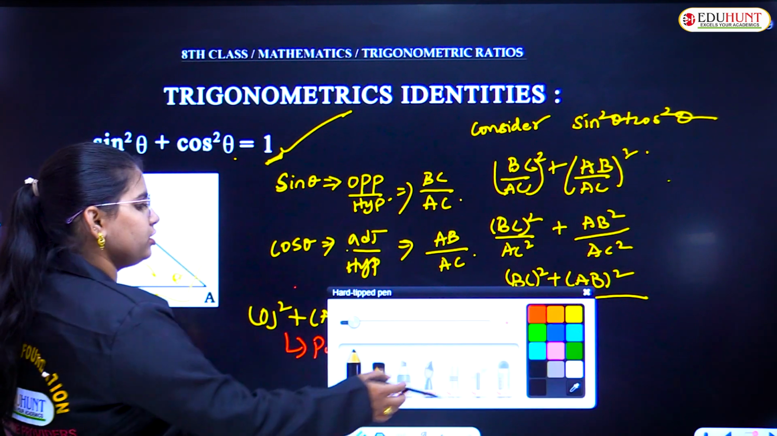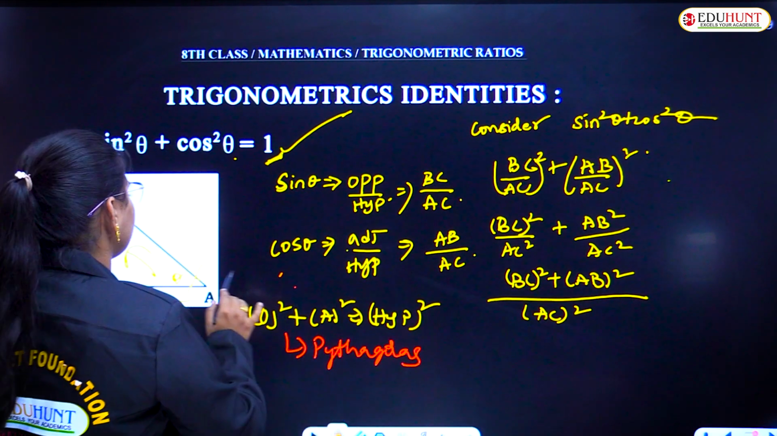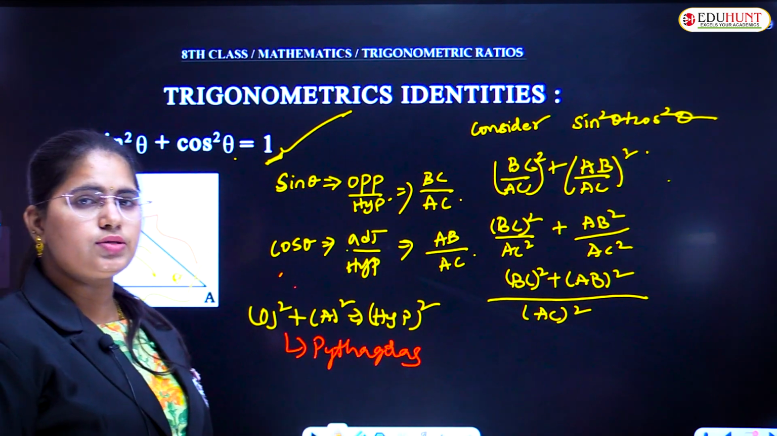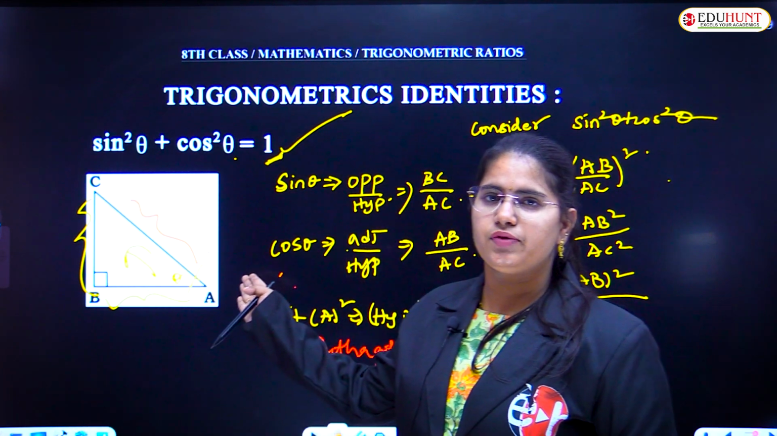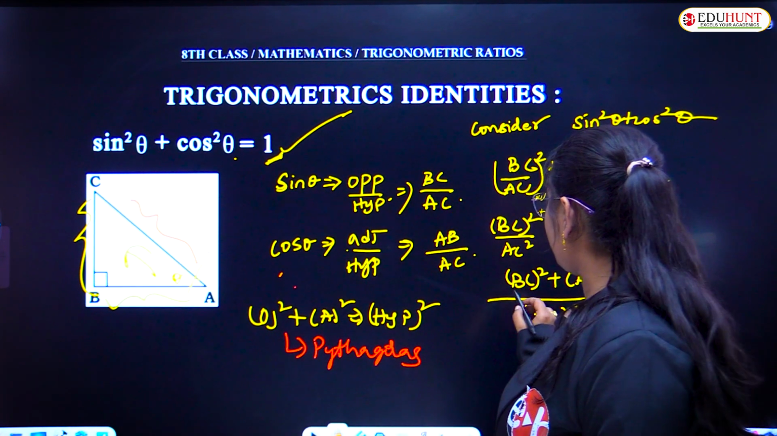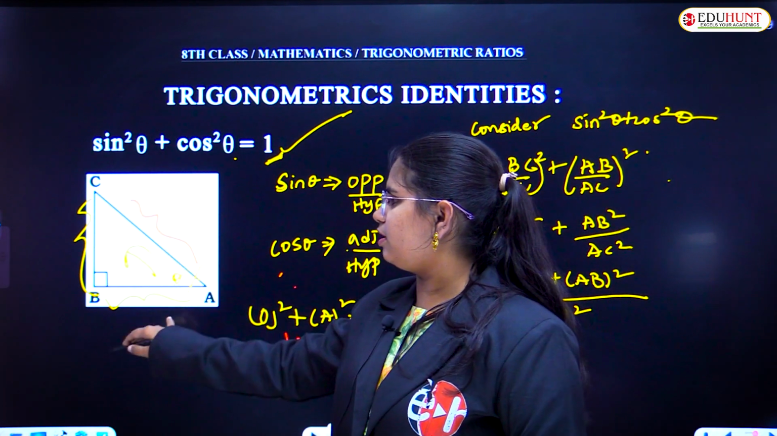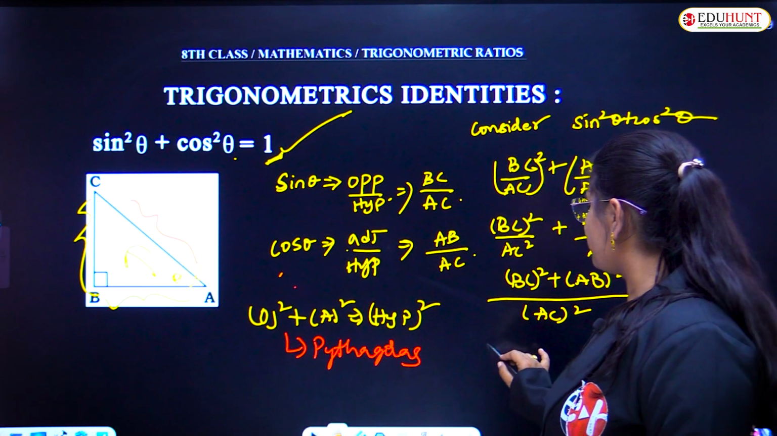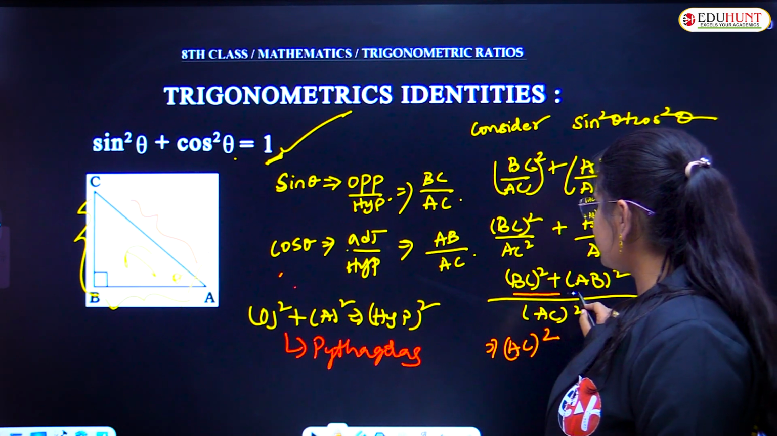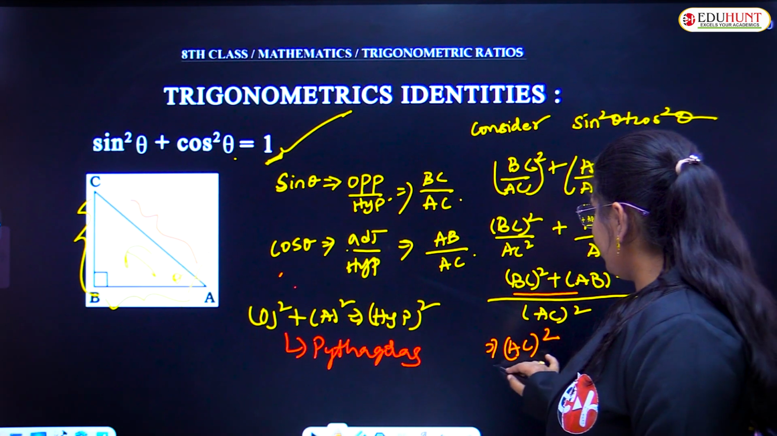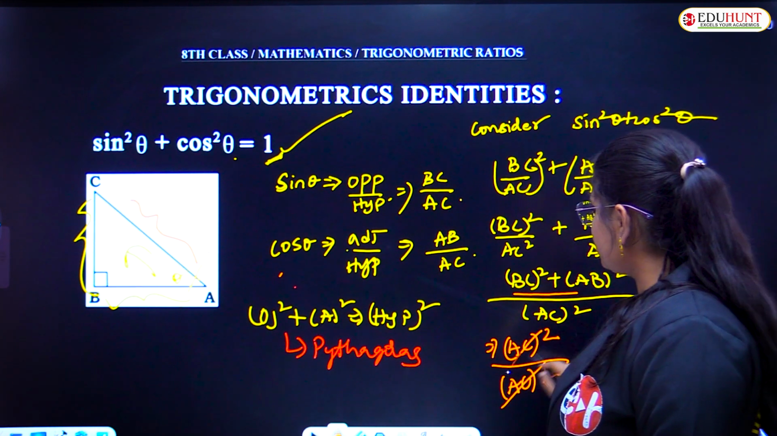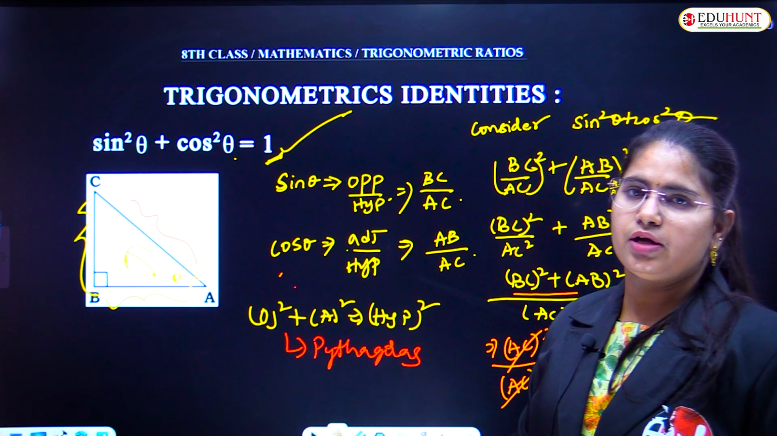So what is the hypotenuse side from this figure? Obviously AC. Just observe, it will be AC. So in the place of BC square plus AB square, can I write AC square directly? It becomes AC square, because as per the Pythagoras theorem, and the denominator will also be AC square. Cancel this and this, the answer is 1. Right?